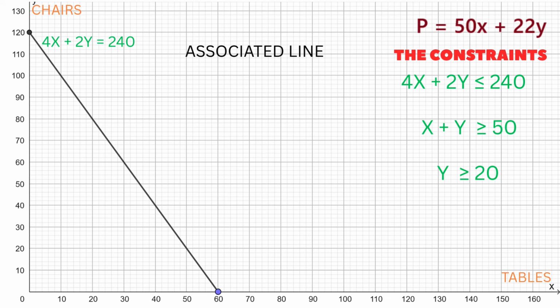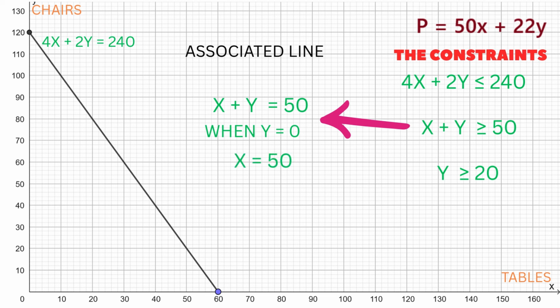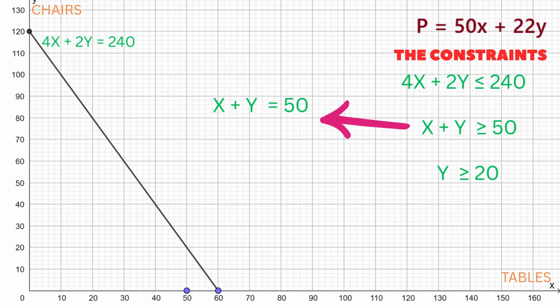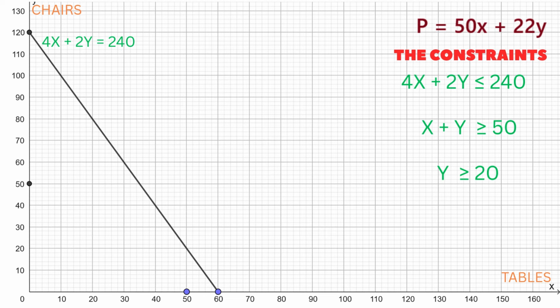The line associated with the third constraint is x plus y equals 50. The line cuts the x-axis when y equals 0. Hence, we are left with x equals 50. So the line cuts the x-axis at 50. The line cuts the y-axis when x equals 0. Hence, we are left with y equals 50. So the line cuts the y-axis at 50. Connect the points, and we have our line.